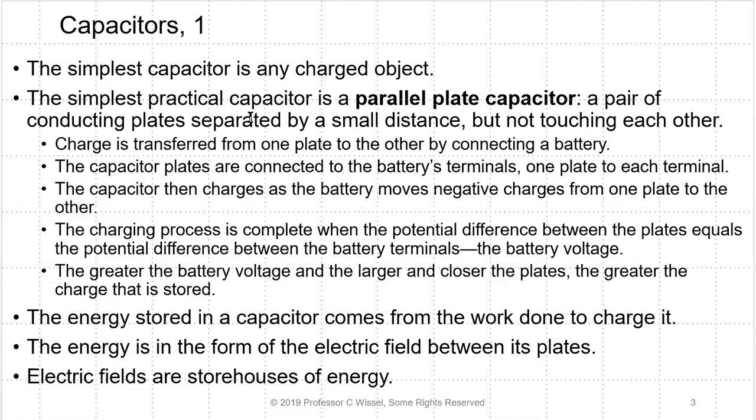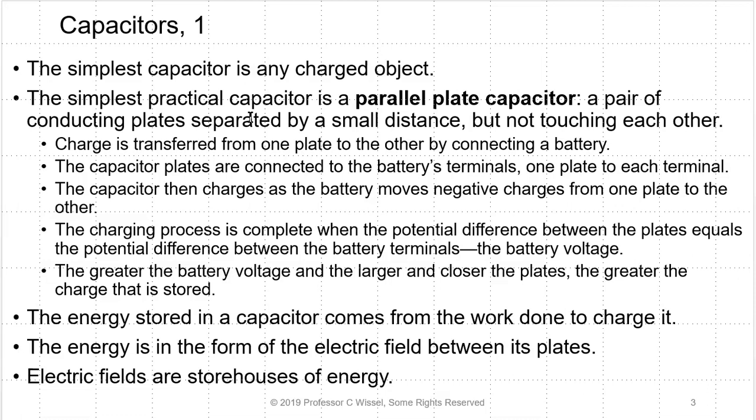The charges actually transfer from one plate to another by connecting it to a battery. Capacitor plates are connected to the battery's terminals, one plate to each terminal. The capacitor then charges as the battery moves negative charges from one plate to the other. The charging process is complete when the potential difference between the plates equals the potential difference between the battery terminals. That's called the battery voltage. The greater the battery voltage and the larger and closer the plates, the greater the charge that can be stored.